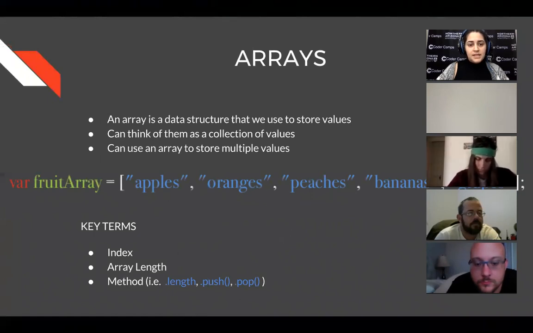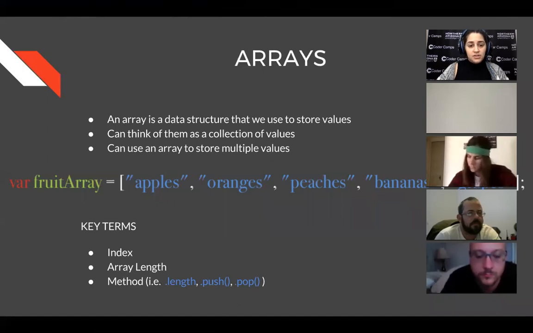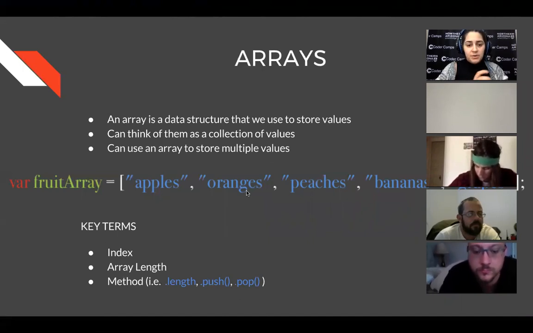An array is a data structure that we use to store values. You can think of them as a collection of values, and you can use an array to store multiple values. So you can just think of it as a list. Now, arrays have to be of the same data type. You can't have, at least in JavaScript, not for all languages, but in JavaScript.